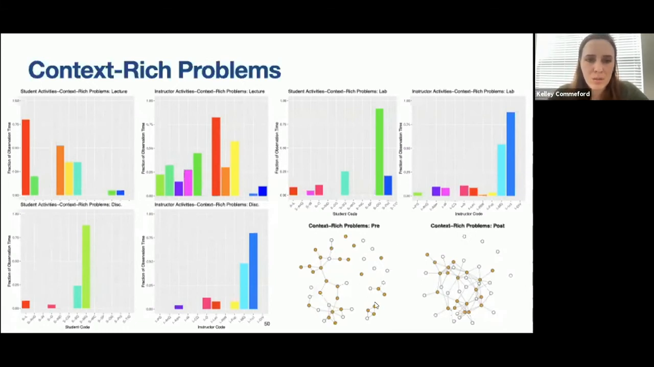And context-rich problems, we start off seeing a little bit of clustering, but then they eventually get pretty tight-knit towards the end of the term.